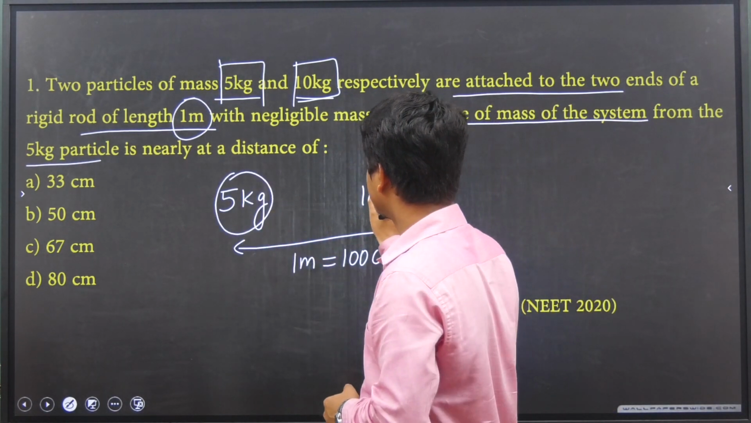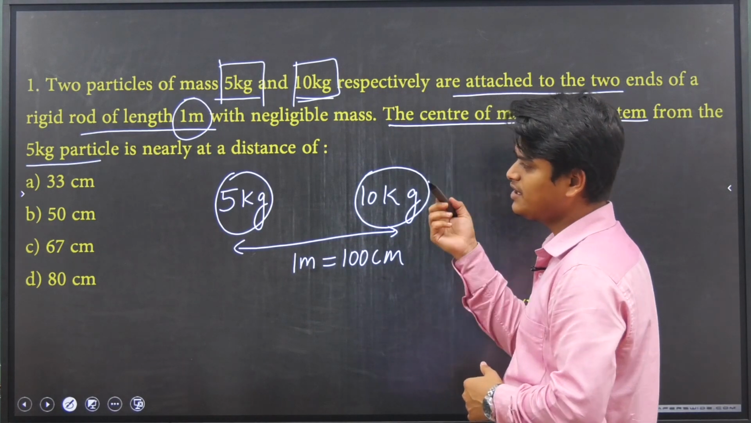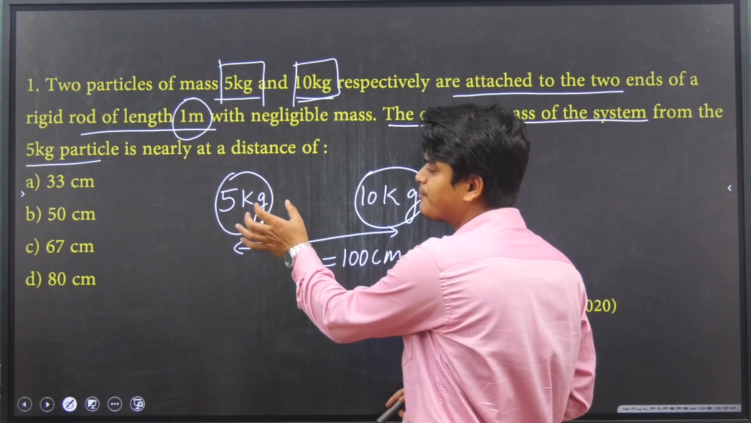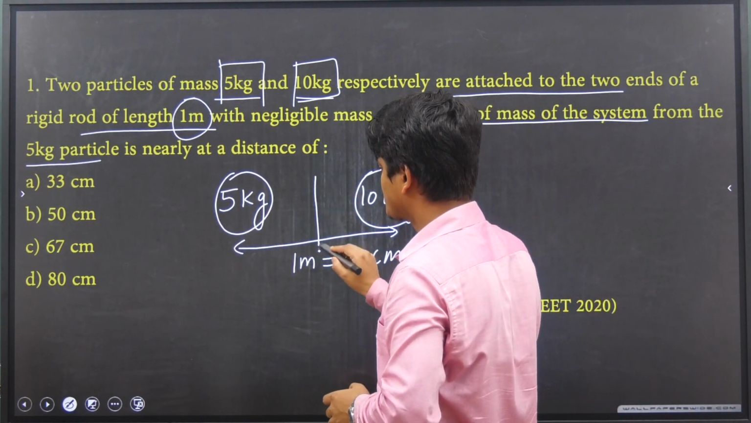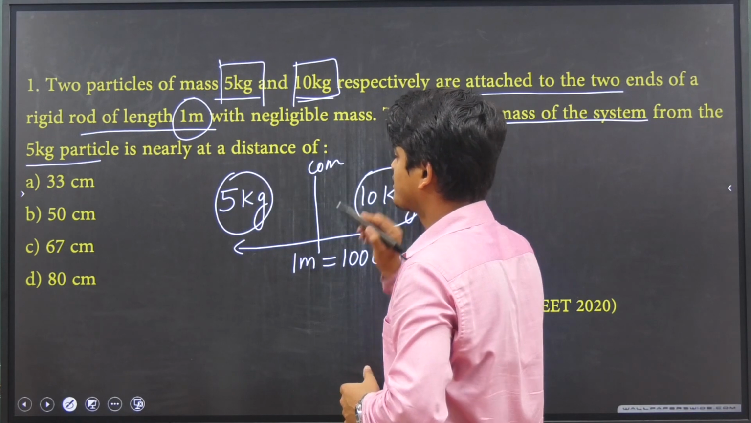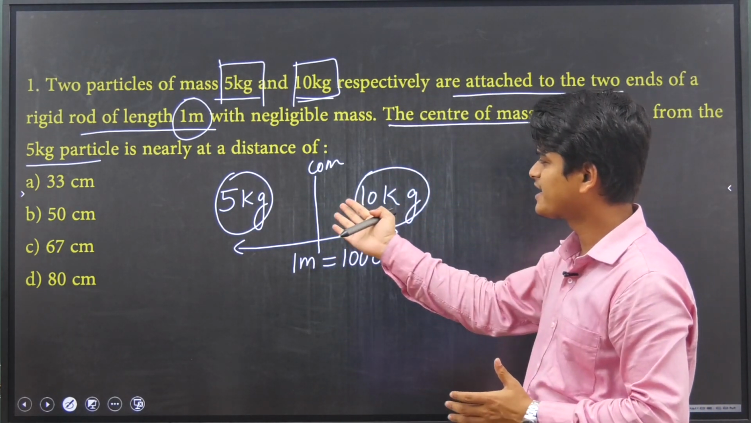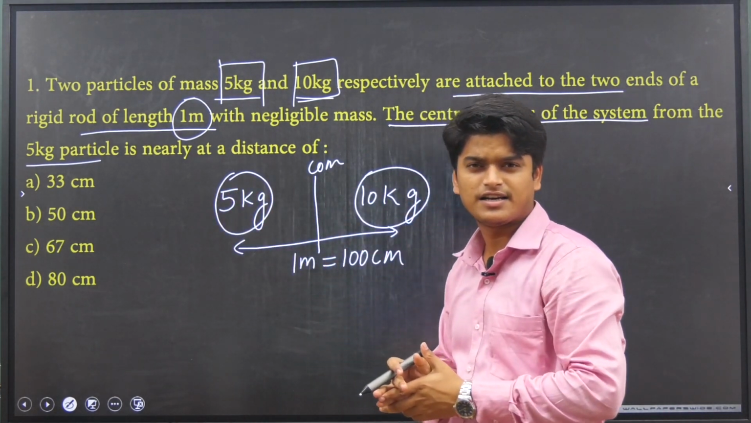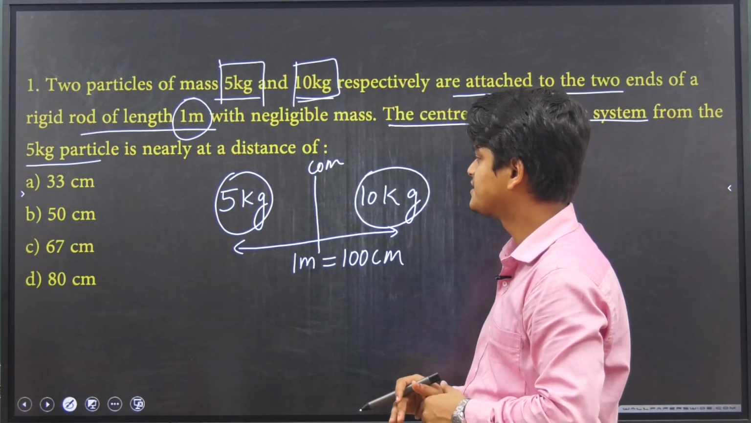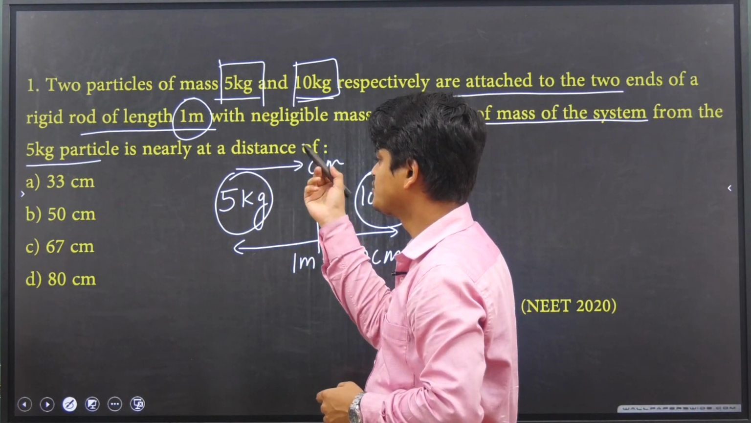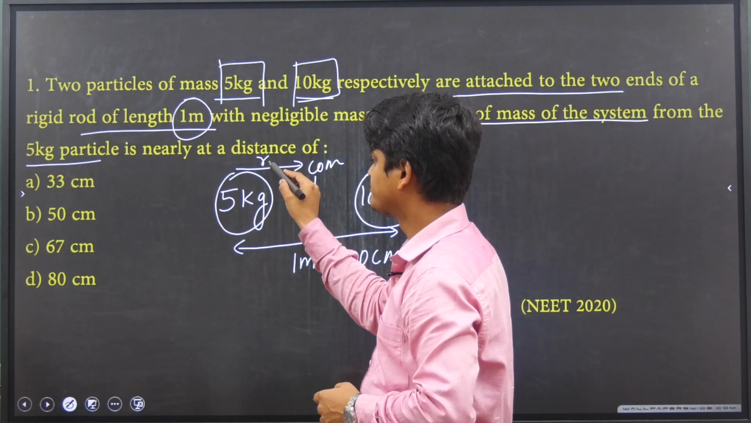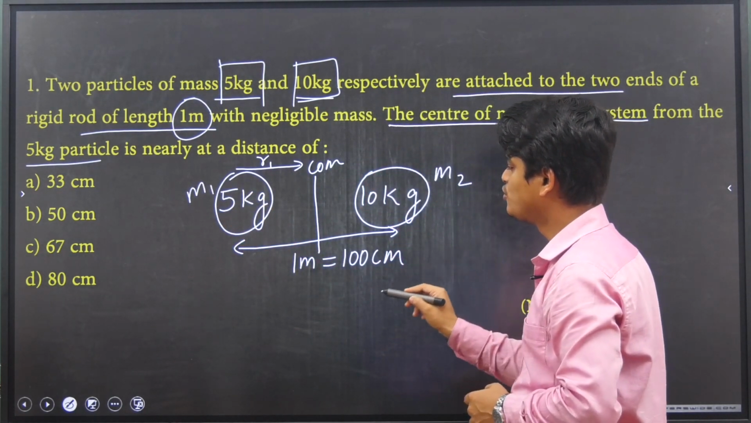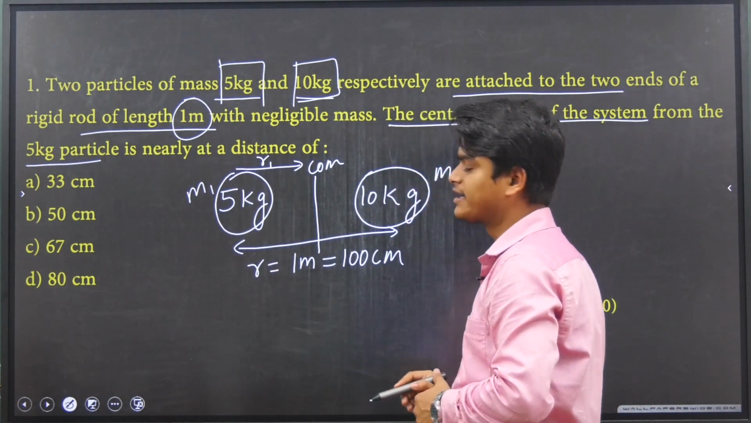Now this is your 5 kg, this is your 10 kg. They are asking where the center of mass will be, and that distance is to be found from the 5 kg mass. Just assume the center of mass is somewhere here, not exactly in the middle. Somewhere between them is the center of mass. The distance from here to here, suppose R1, this mass M1, this mass M2, and the total distance R.